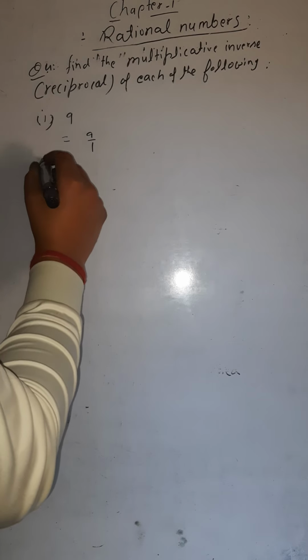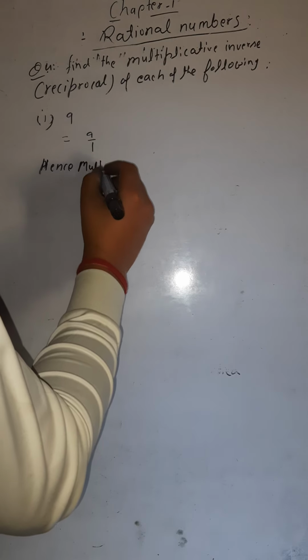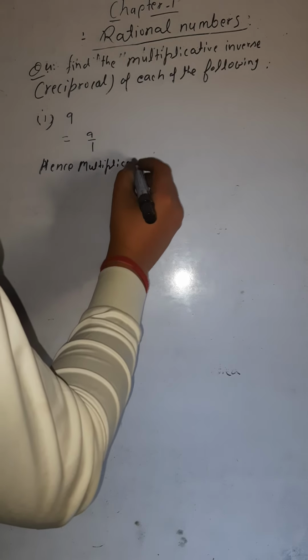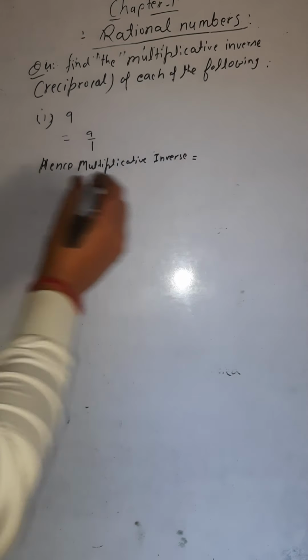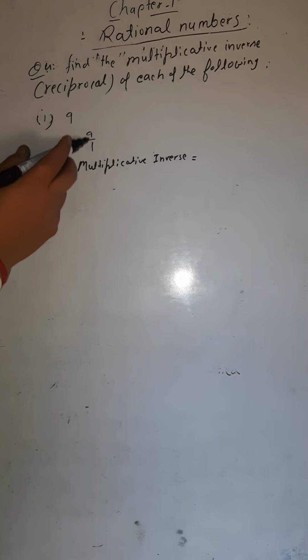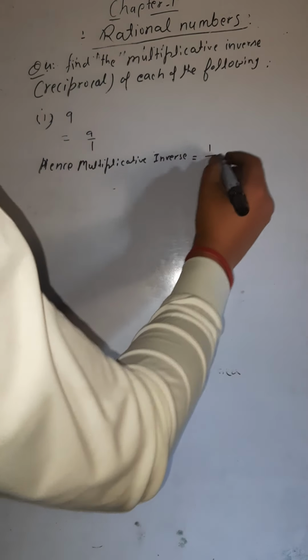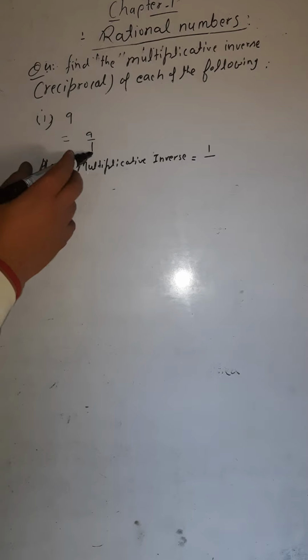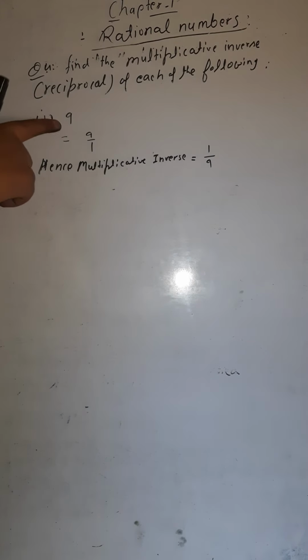So hence, the multiplicative inverse is: the denominator will become the numerator. So the denominator downside would go up, and the 1 upside would come down. Now 9 would come down, so it would be 1 by 9. So the reciprocal, that is the multiplicative inverse of 9, is 1 by 9.